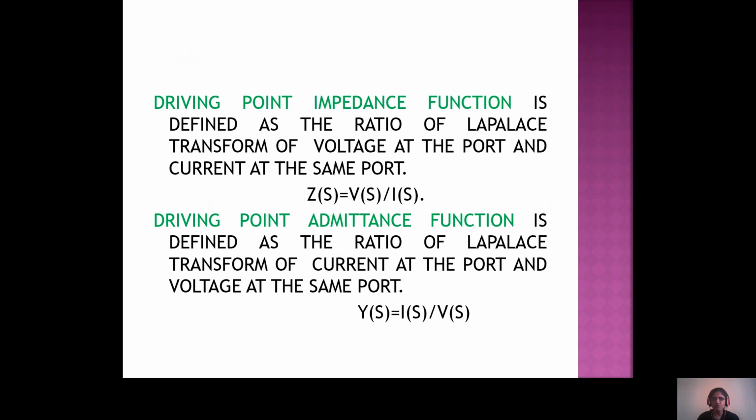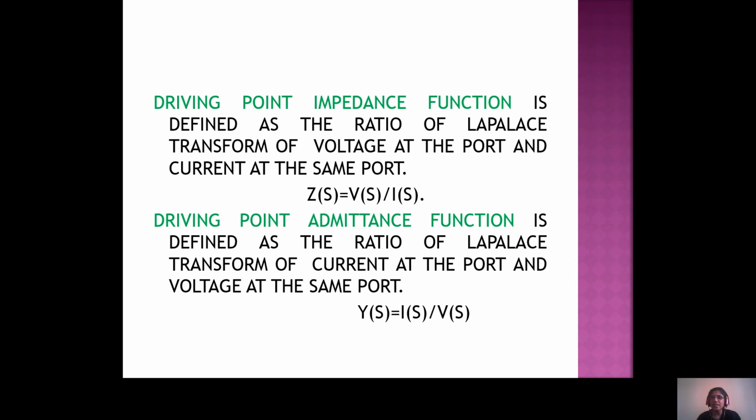So the driving point impedance function is defined as the ratio of the Laplace transform of the voltage at the port and the current at the same port. Driving point means we consider the same port voltage and same port current. If, suppose, the first port has V1 and I1, then the driving point is the ratio of voltage by current at the same port, that is Z of S is equal to V of S by I of S. V of S by I of S is nothing but the driving point impedance.